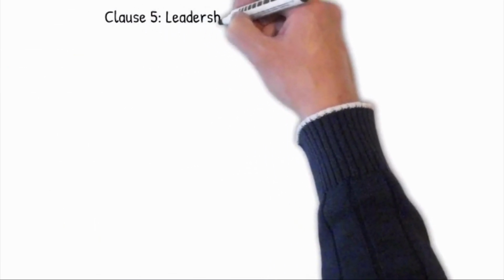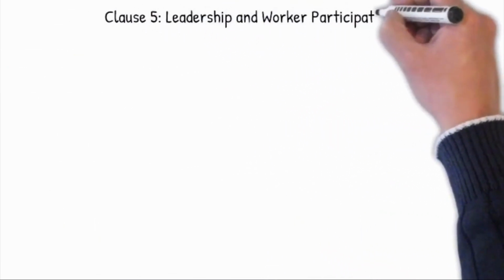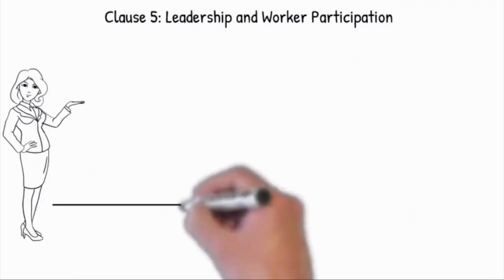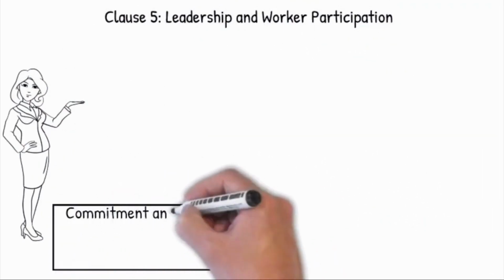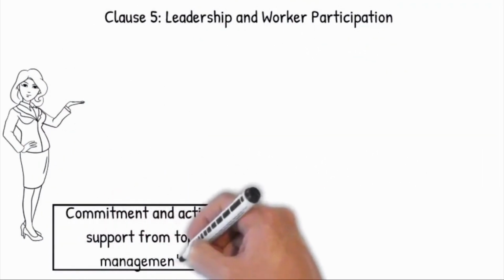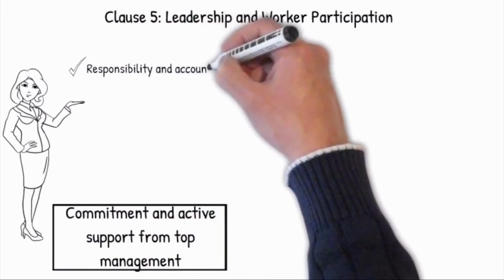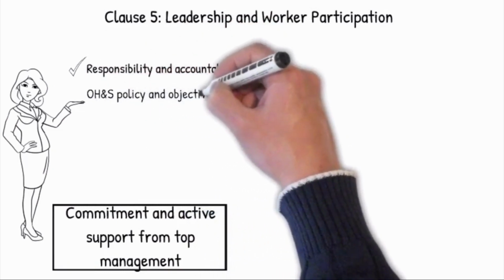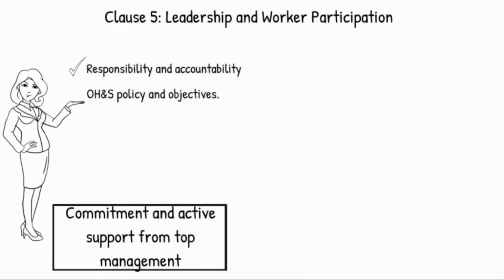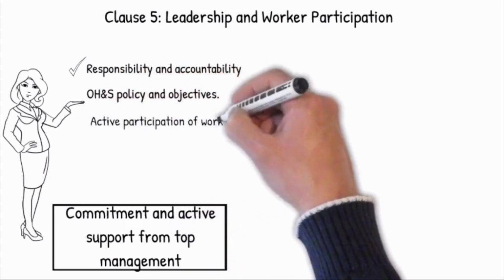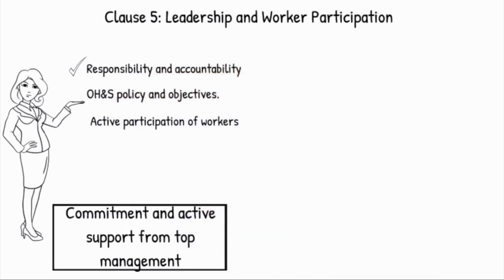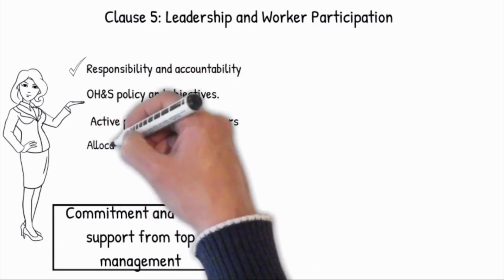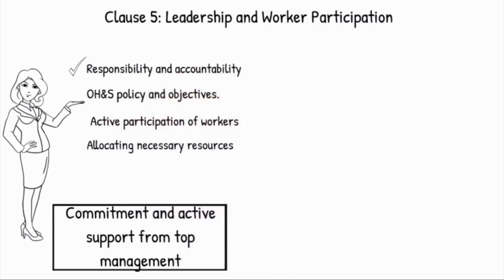Clause 5: Leadership and worker participation. The management shall demonstrate leadership and commitment with respect to the OH&S management system by taking overall responsibility and accountability for the protection of workers' health and safety, ensuring that the policy and related objectives are established and aligned with the strategic direction, ensuring the active participation of workers in all activities of the health and safety system, and ensuring that the resources needed are available.